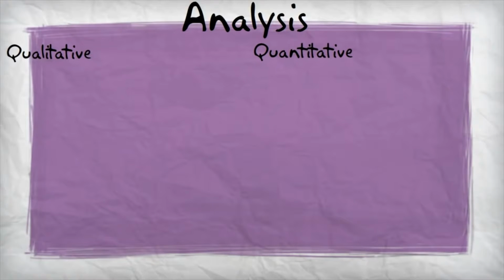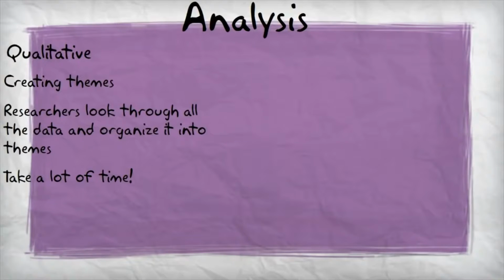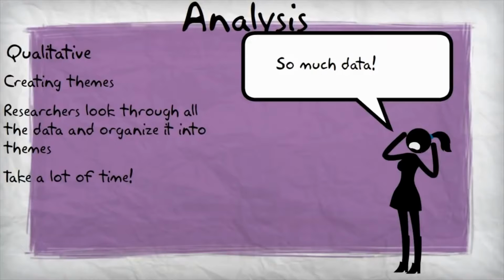Let's talk about analysis. In qualitative research, analysis is all about creating themes. Researchers read their interviews, look at documents, observations, and audiovisual materials, and then they organize all of that data, all of those words, into themes. This can take a considerable amount of time. There are often pages and pages of interview transcripts to read. For example, let's say a researcher interviewed students about their experience eating healthy on campus. From the interviews, there were over 80 pages of interview text to read.